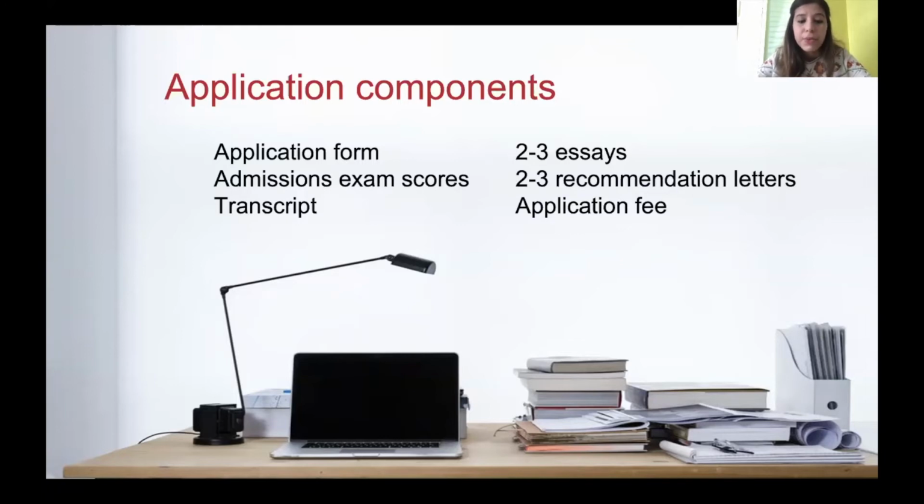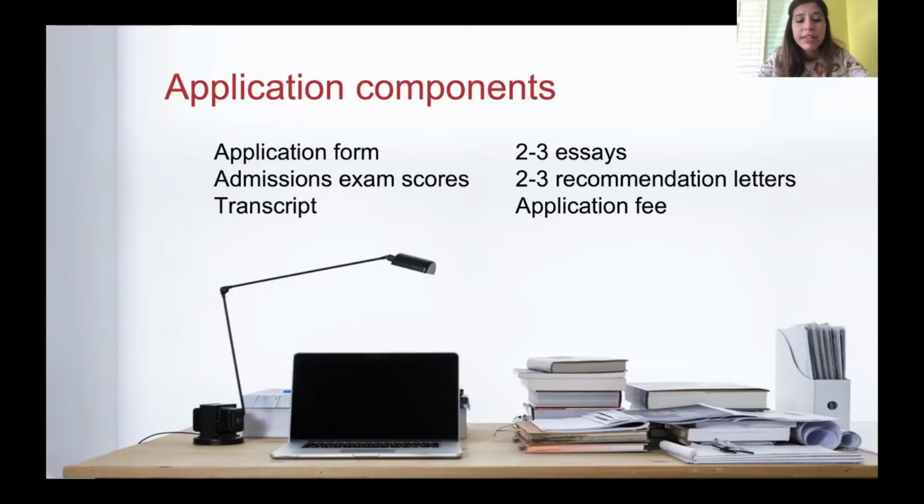Then a transcript, which is put together by the school. Then 2 to 3 essays. Most universities will require 2 to 3 essays each. These are not like a UCAS personal statement, but are a great opportunity for students to show the admissions officer who they are, how they think, and what they will bring to campus. These essays are much more personal, as universities want to know more than just why the student wants to study a certain subject. Then 2 to 3 recommendation letters.